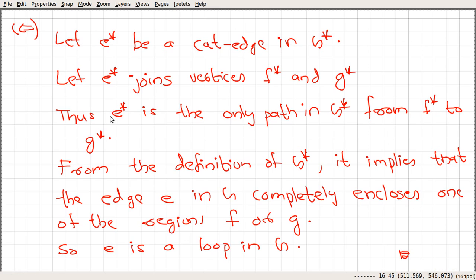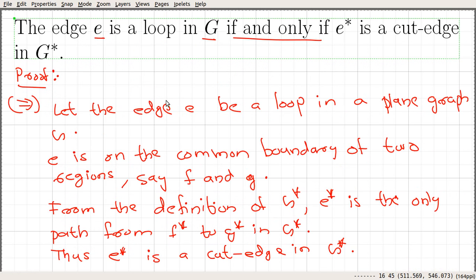So we proved this direction as well. We are able to prove both directions. If E is a loop in G, then E star is a cut edge in G star, so this direction, and the other direction: if E star is a cut edge in G star, then E is a loop in G, and hence the theorem.